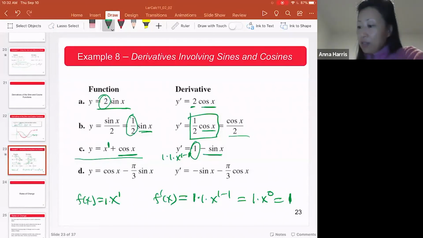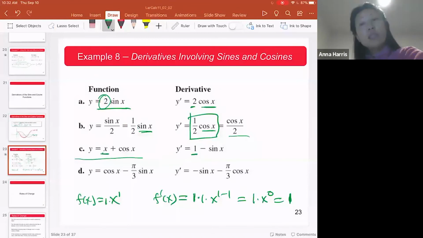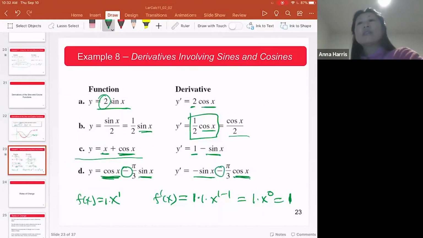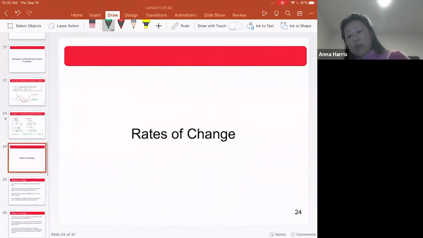Okay? So that's why the derivative of x gives me 1. Derivative of a cosine gives me negative sine x. Cosine, derivative of cosine is negative sine x. Derivative of sine x is what? Cosine x, but you have a negative in the front, so we got negative in the front, negative there too. So make sure that you memorize that.